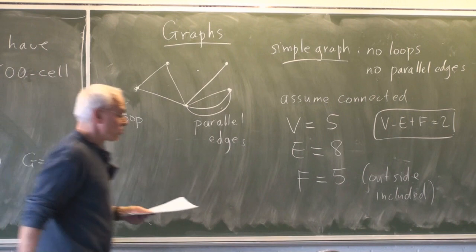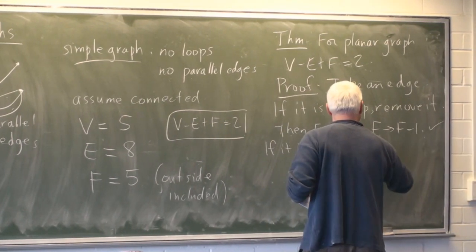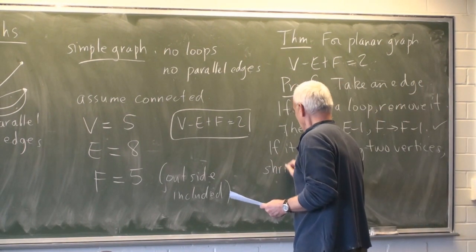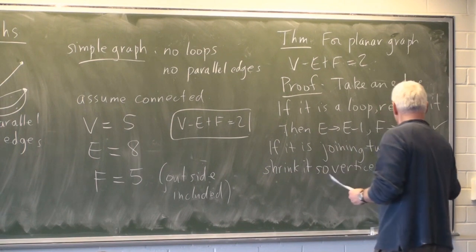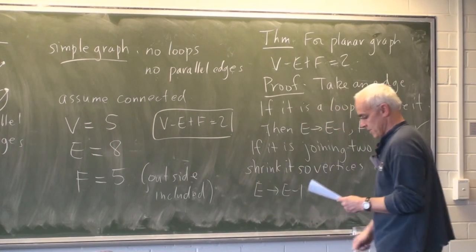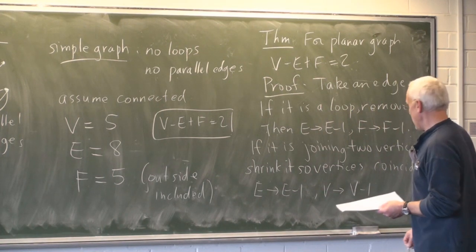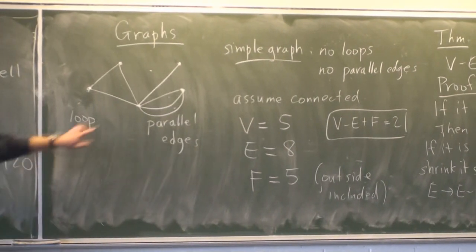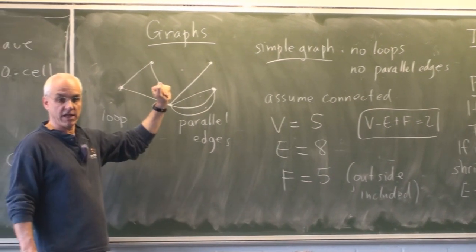Now if it is joining two vertices, shrink it so the vertices coincide. That means that the edges have been reduced by 1, and the vertices have also been reduced by 1. Wait, so we're happy to create parallel edges in that case? Hang on, let's have a look. So let's take this edge here. Yeah, parallel edges. We started with not necessarily a simple graph. We allowed loops and parallel edges.